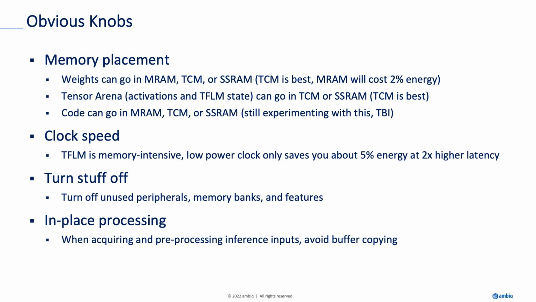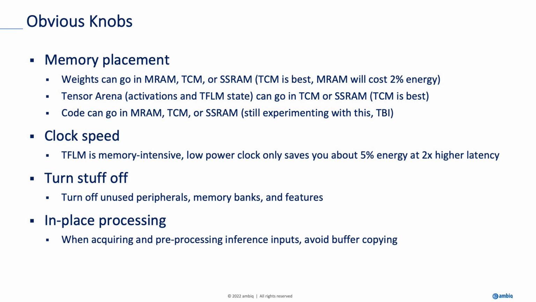We have a lot of peripherals that you can turn off if you're not using them: the IOMs, the UARTs, crypto, and so on. We have memory banks. So if you're only using, say, less than 128K of your TCM, turn off the rest. And there's a bunch of other features that you can turn on and off.